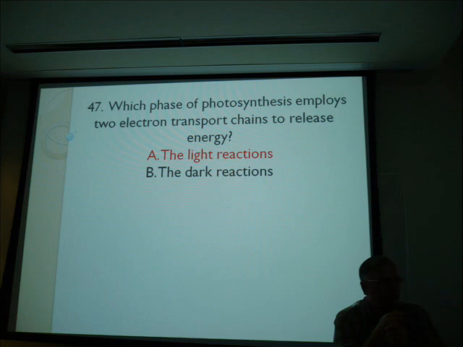And which one employs the 2 electron transport chains? A. A again. A 3 times in a row. I do that. Don't let it freak you out. You can't be A again. You did A twice already.